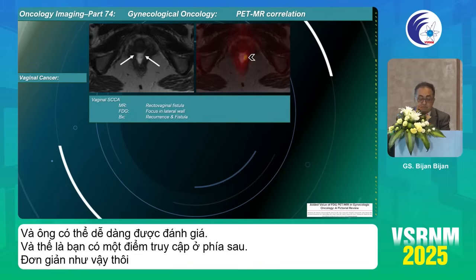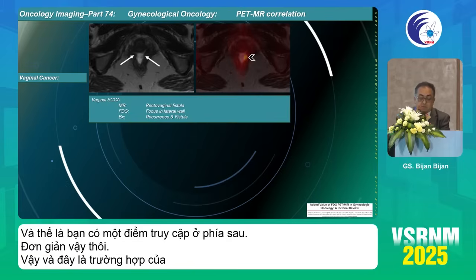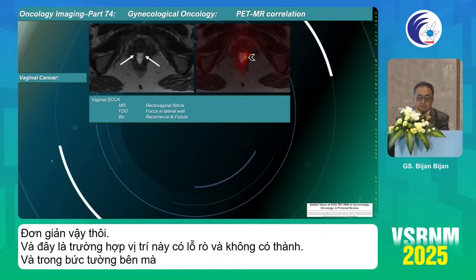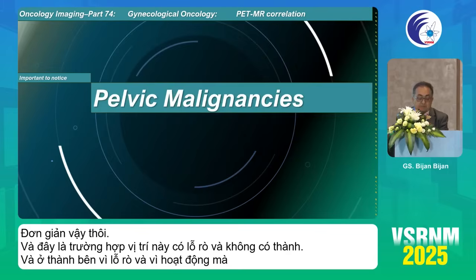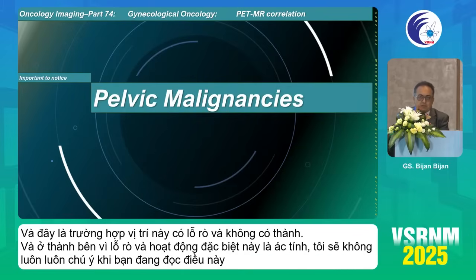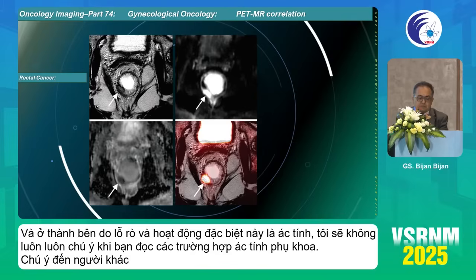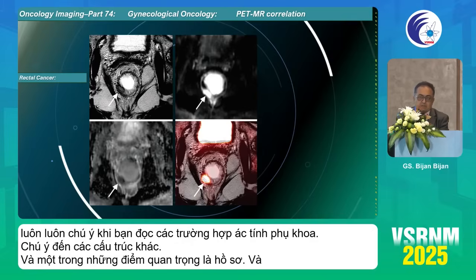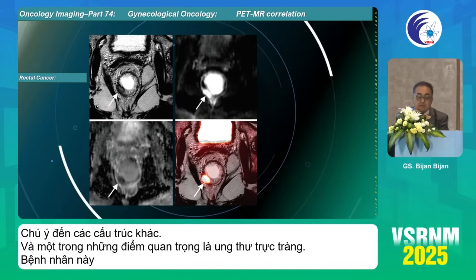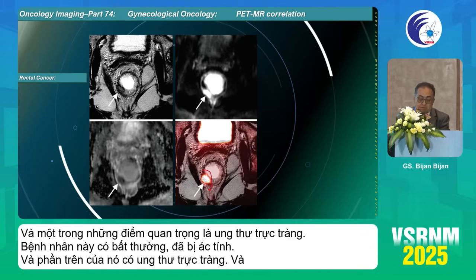And this is a case of a patient with a fistula in the lateral wall. This patient has a rectovaginal fistula, and you see this focus of activity, which makes it a malignant one. Always pay attention when you're reading FDG cases for gynecological malignancies to other structures. One of the important ones is rectal cancer. This patient has a GYN malignancy, and on top of that has a rectal cancer, and the rectal cancer also shows up on the FDG scan.